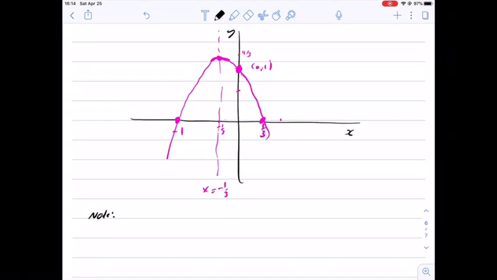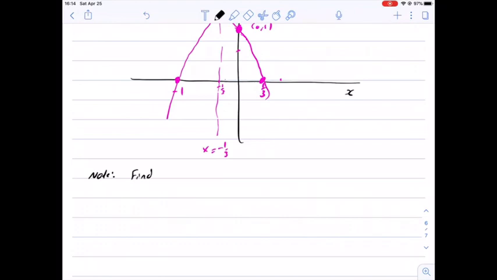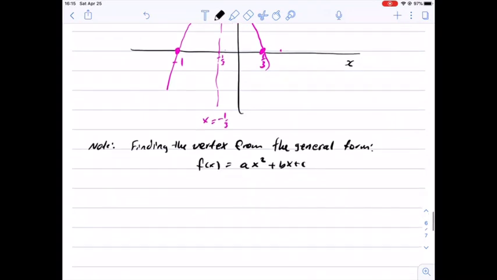Now we notice that the vertex can be obtained in a different way. If we have the original function and we don't convert it to the standard form, we can still find the vertex. Finding the vertex from the general form: the general form is f of x equals ax squared plus bx plus c. So we can find the vertex by applying this formula: negative b over 2a, and f of negative b over 2a.